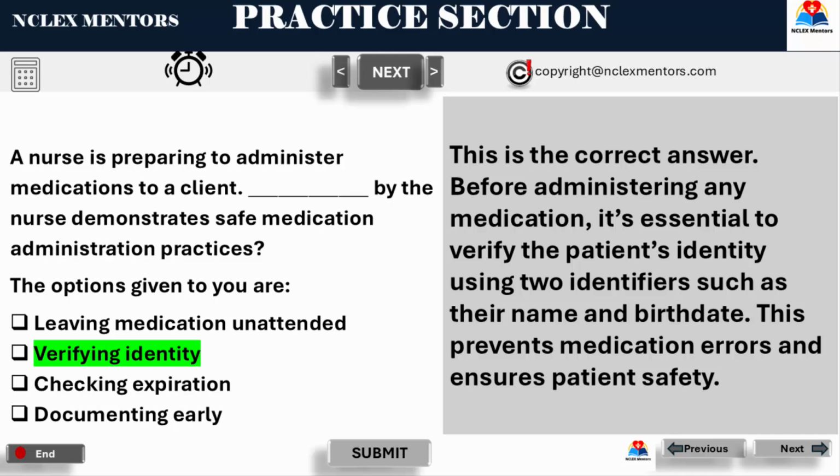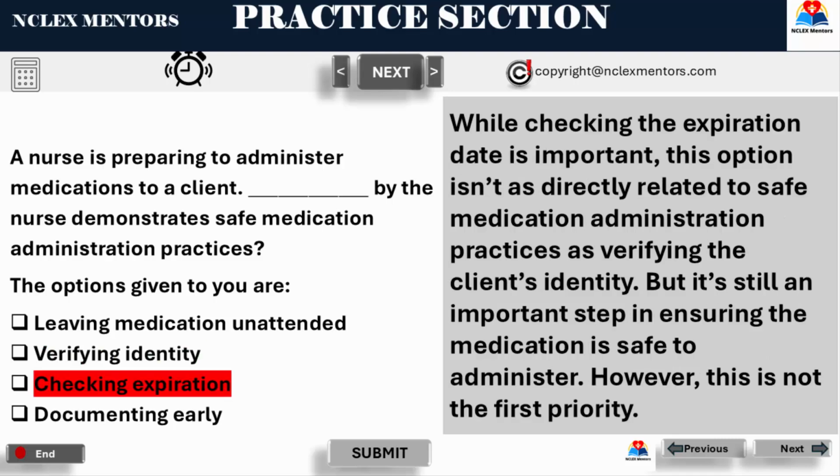Option B, verifying identity. This is the correct answer. Take a deep breath here. Before administering any medication, it is essential to verify the patient's identity using 2 identifiers, such as their name and birth date. This is one of the most important steps to prevent medication errors and ensure patient safety. This step is absolutely key in safe medication administration, so we can confidently choose option B.